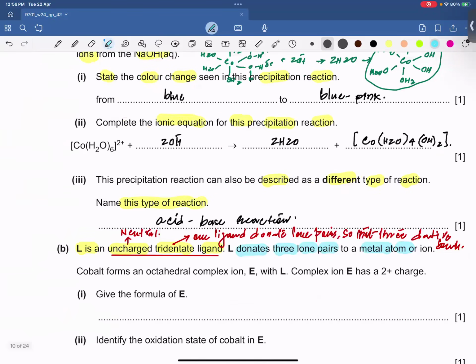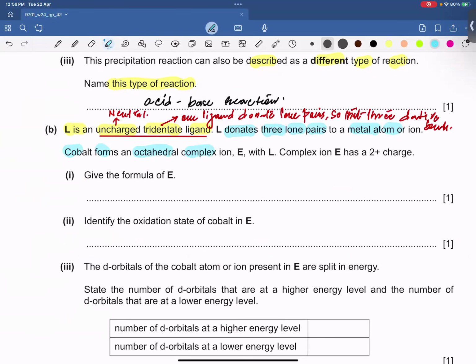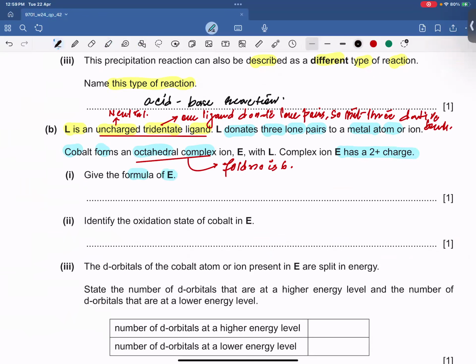Cobalt forms an octahedral complex. Octahedral complex means the coordination number is 6. Coordination number is also called fold number. So the fold number is 6. And the complex has a charge of 2 plus. The formula of E, that's easy.